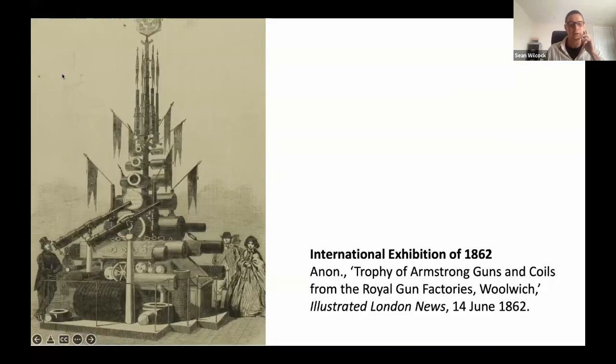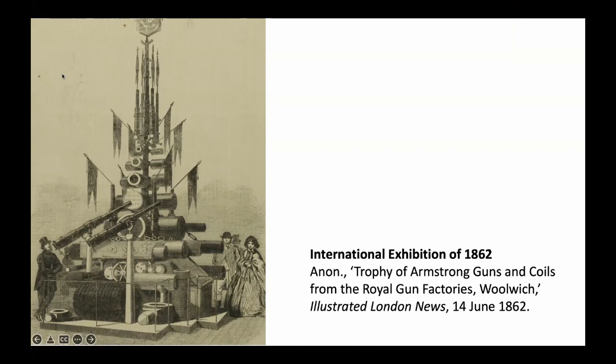So I wanted to think a little bit today about how to account for the emergence of an image like this. This is from the Illustrated London News, published during the 1862 International Exhibition in South Kensington in London. It shows these fairly well-to-do visitors admiring a rather strange installation. It's an installation of British manufactured weaponry.